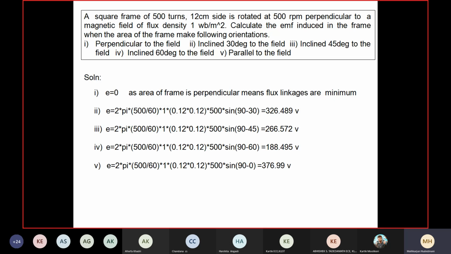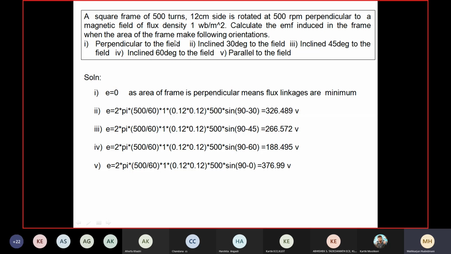So when we have that particular concept, one numerical problem we will take today and we'll close the session because another teacher may be waiting there. So a square frame of 500 turns, 12 centimeter side. This problem I have picked from generation of single phase AC using square frame approach. A square frame of 500 turns, 12 centimeters side, is rotated at 500 rpm perpendicular to a magnetic field of flux density 1 Weber per meter square. B is given, flux density is given, 12 centimeters side, length and breadth equal to 12 centimeter, number of frames are 500, rotated at 500 rpm. Calculate the EMF induced in the frame when the area of the frame makes the following orientations.